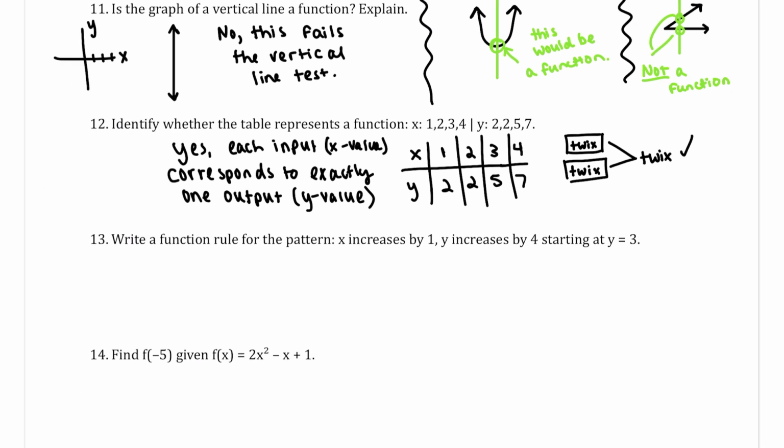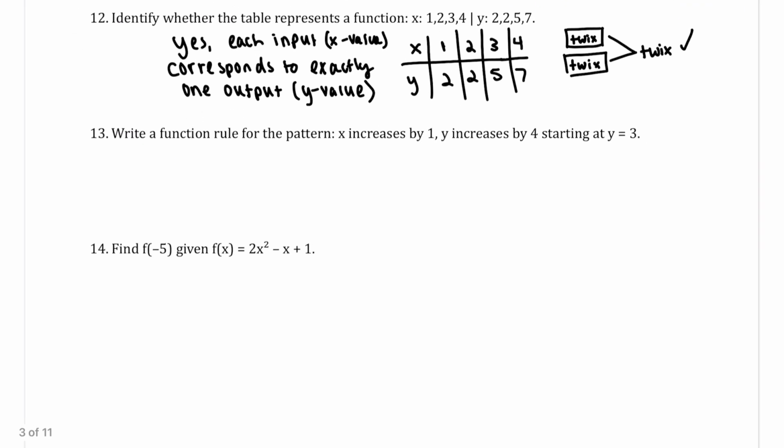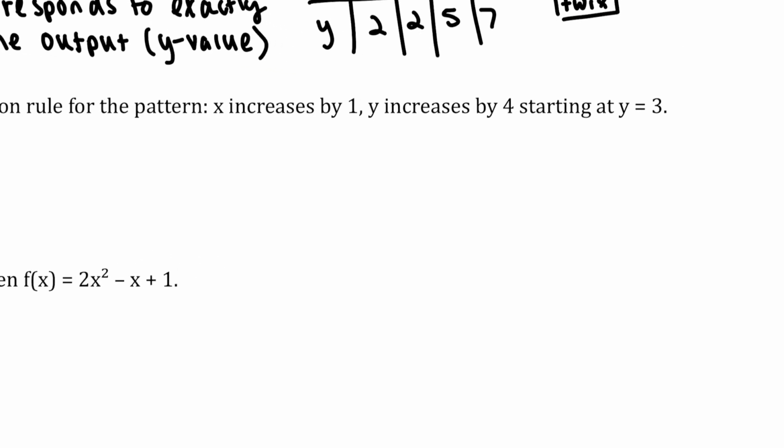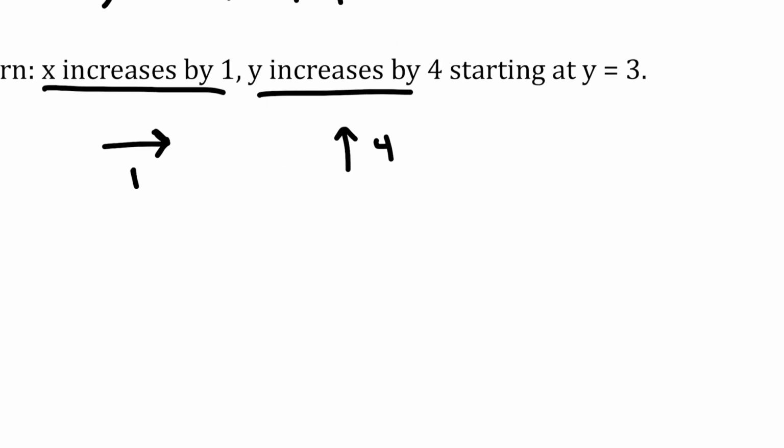All right, 13, write a function rule for the pattern. We have x increases by 1 and y increases by 4, starting at y equals 3. So x increases by 1. That is trying to say that we're going to the right by 1. Y increases by 4. We go up 4. And we start at y equals 3. Starting at y equals 3 is our y-intercept.